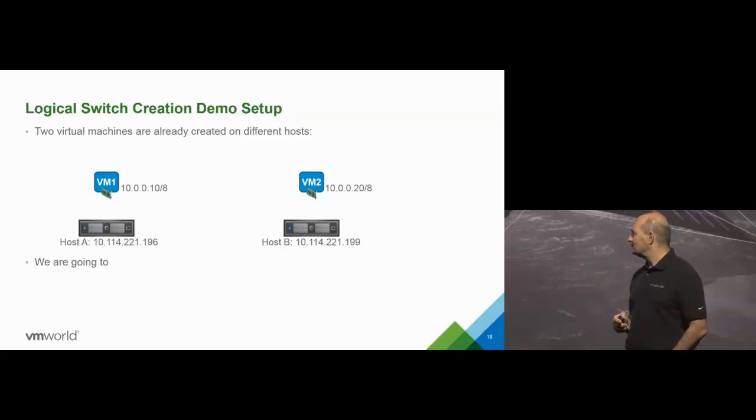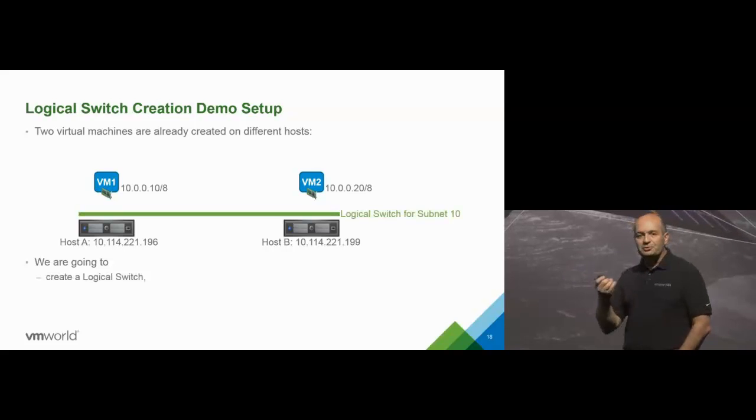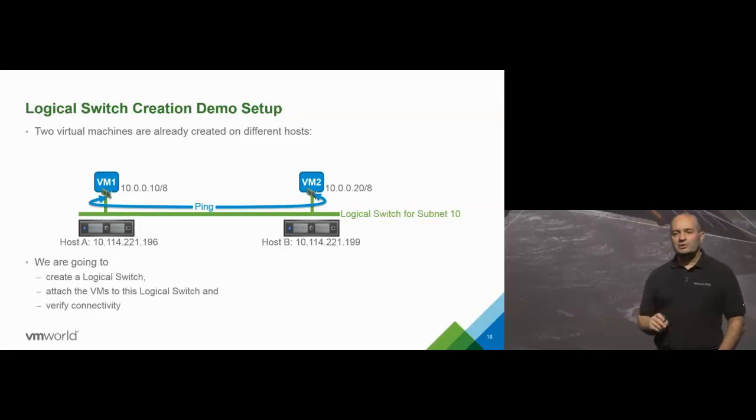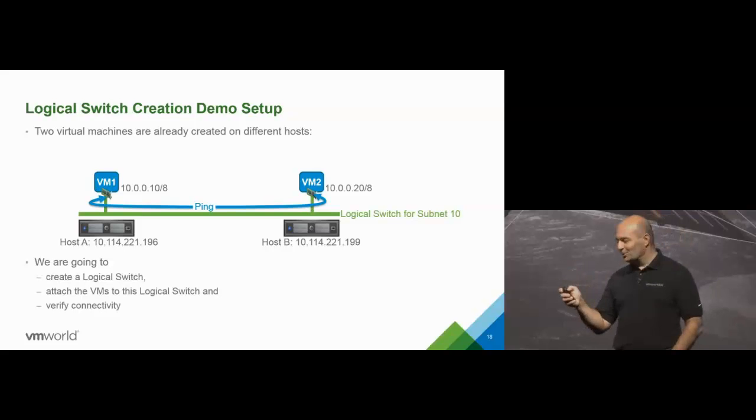Why not 10? And we're going to create this logical switch, this virtual broadcast domain, and attach our 2 virtual machines to this broadcast domain. And of course, once we've done that, we're going to check that we have L2 connectivity by just doing a ping within the same network. So pretty straightforward, and you'll see the demo is like 1 minute. So this is very fast, and it's real time.